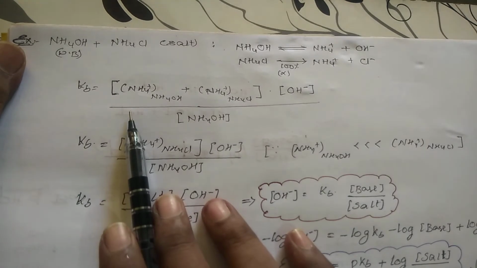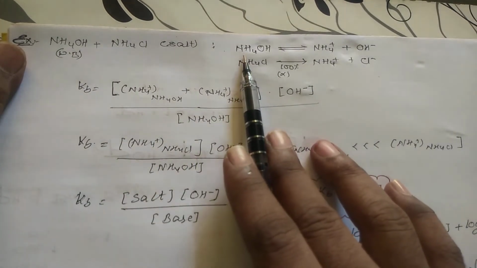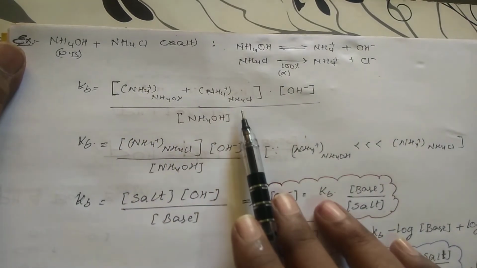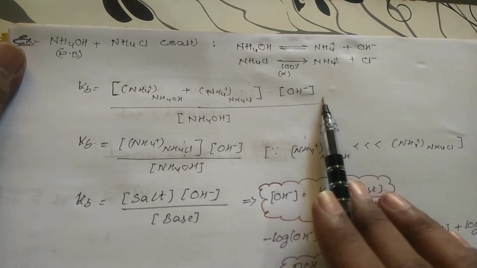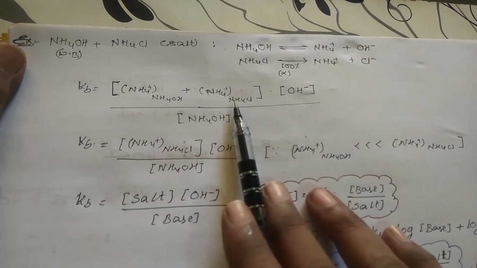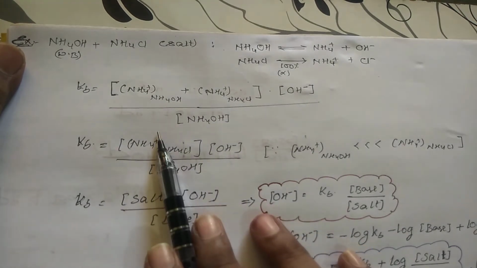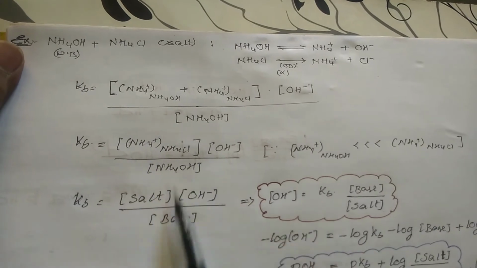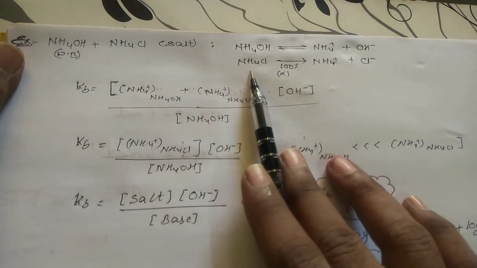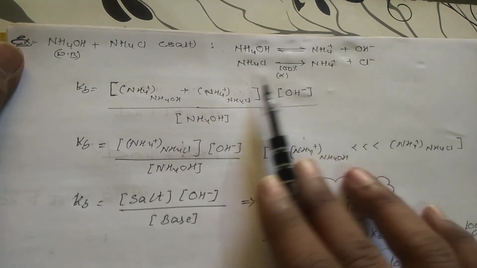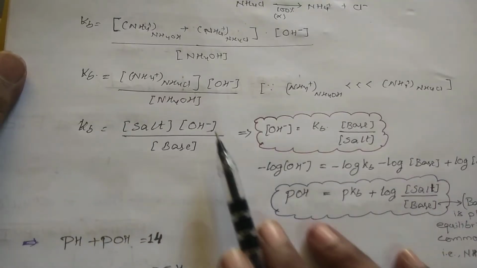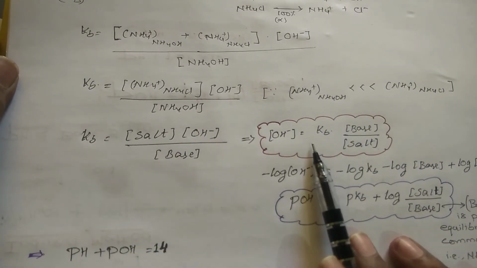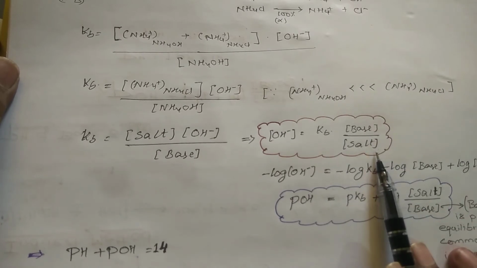So Kb will be equal to, at equilibrium, whatever is present: NH4+ from NH4OH plus NH4+ from NH4Cl, into OH-, divided by NH4OH. Among these two, the one from the salt will be more in concentration, so this is the condition. And this one you can write as the concentration of the salt, because whatever is present will be present in the same amount, since it gets completely dissociated. So Kb equals salt concentration times OH- by NH4OH. If you make OH- the subject, you will get Kb into base concentration by salt concentration.